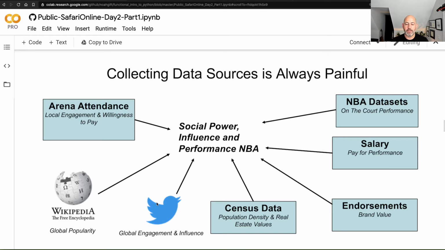I also looked at Twitter. I looked at census data in the United States, endorsements. So what were the endorsements of the players in the NBA? Also the salary. So what were players being paid, and then their actual on-the-court performance.